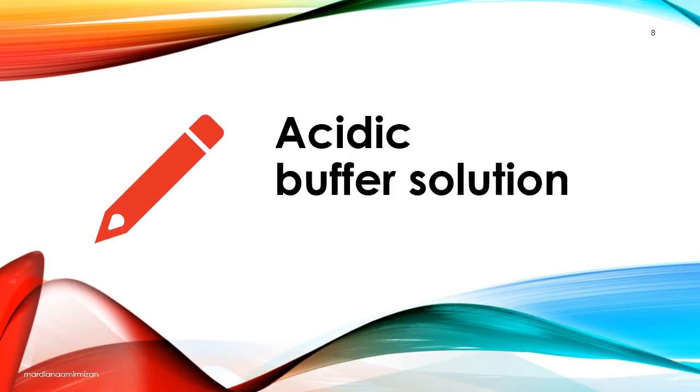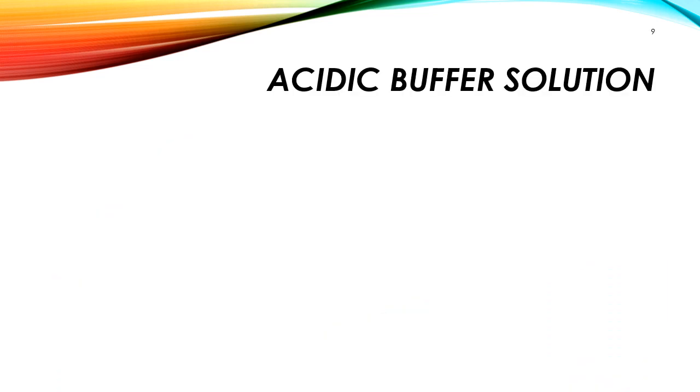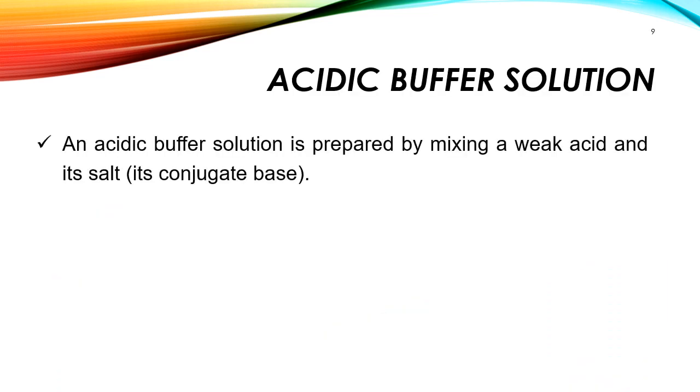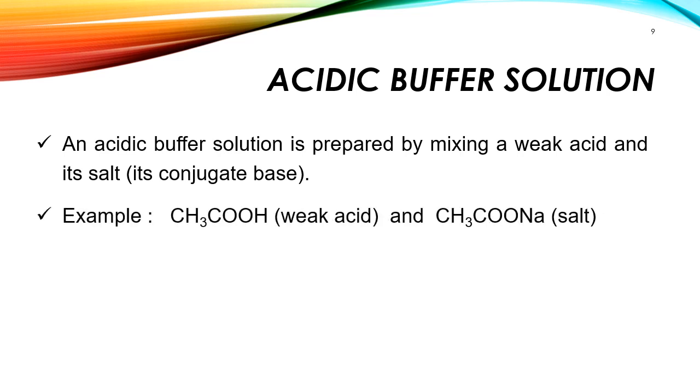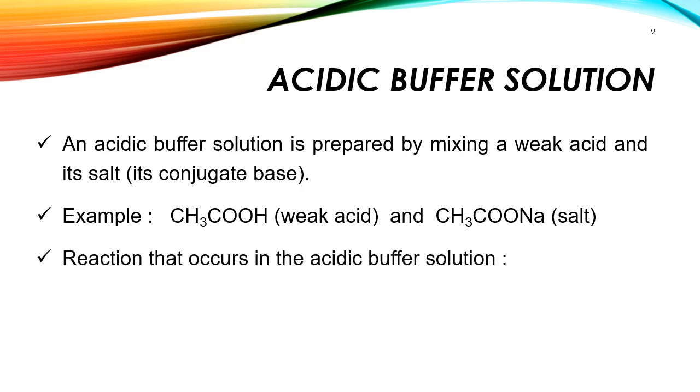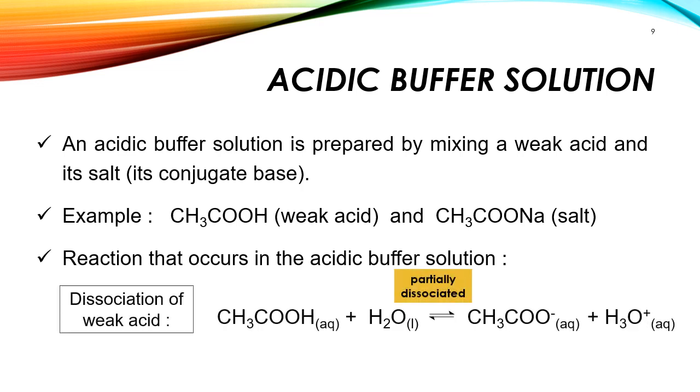First, let's discuss an acidic buffer solution. An acidic buffer solution is prepared by mixing a weak acid and its conjugate base. For example, a mixture of ethanoic acid and sodium ethanoate. The reactions that occur in the acidic buffer solution are shown in the equations.